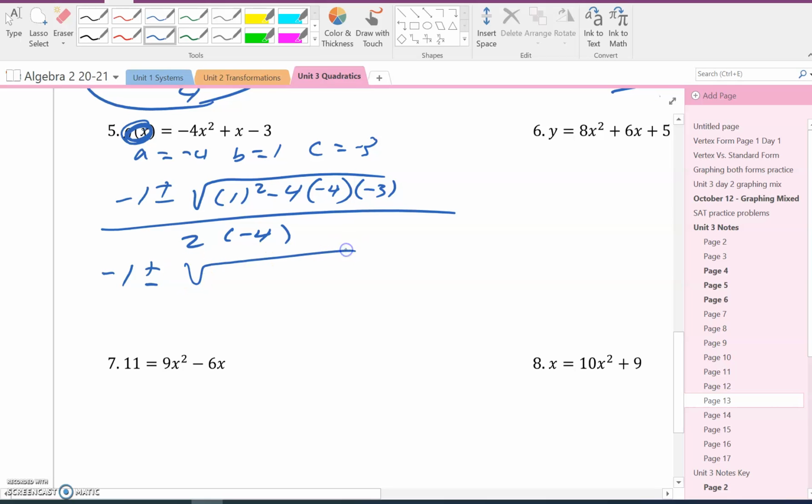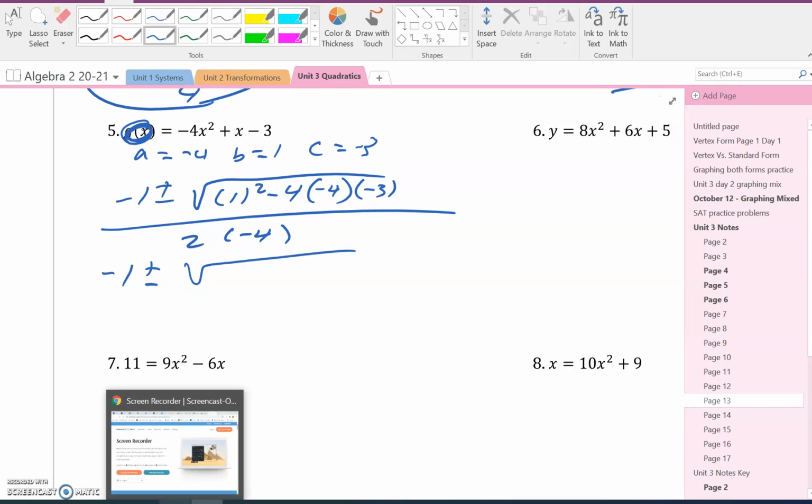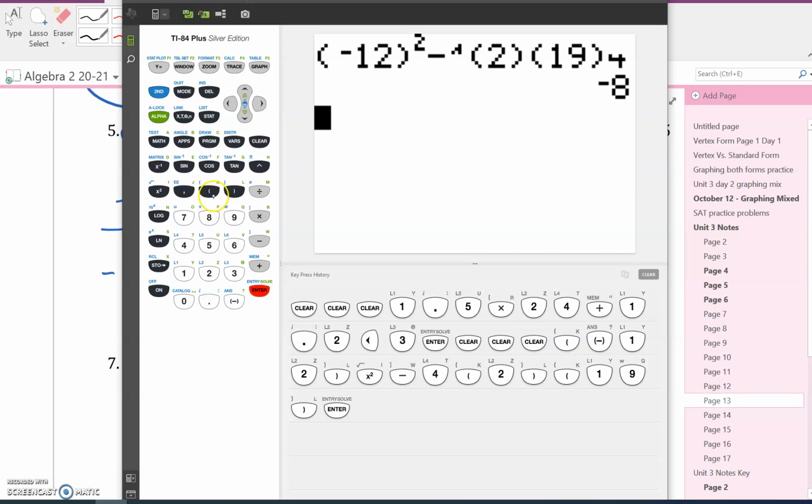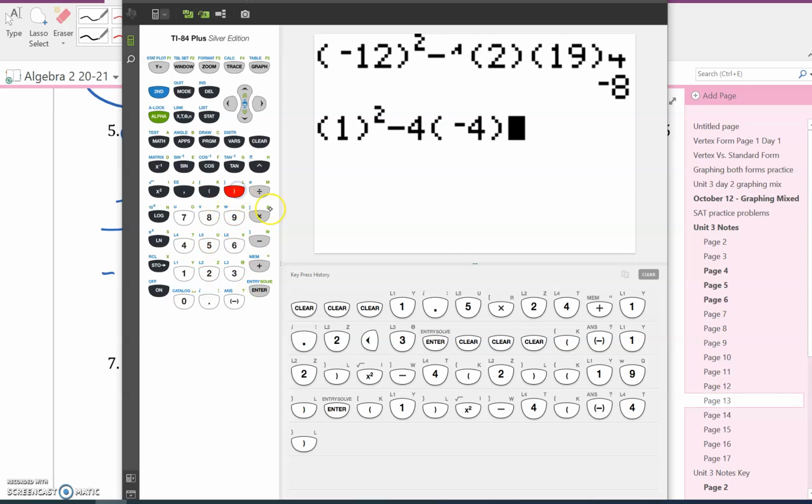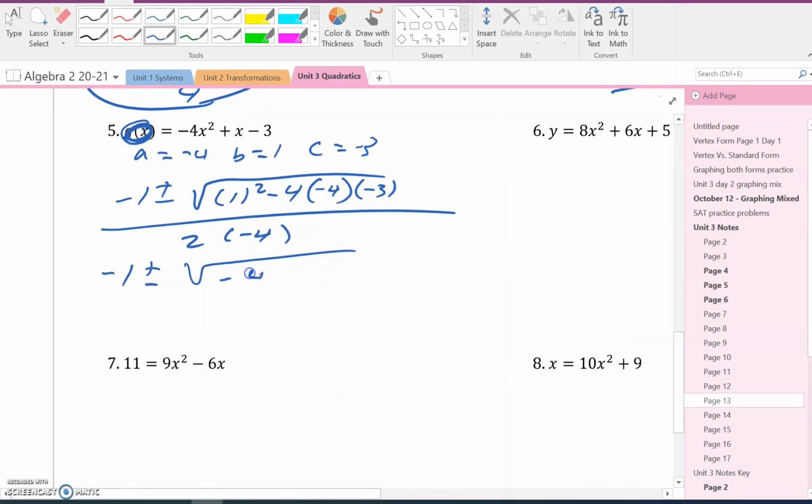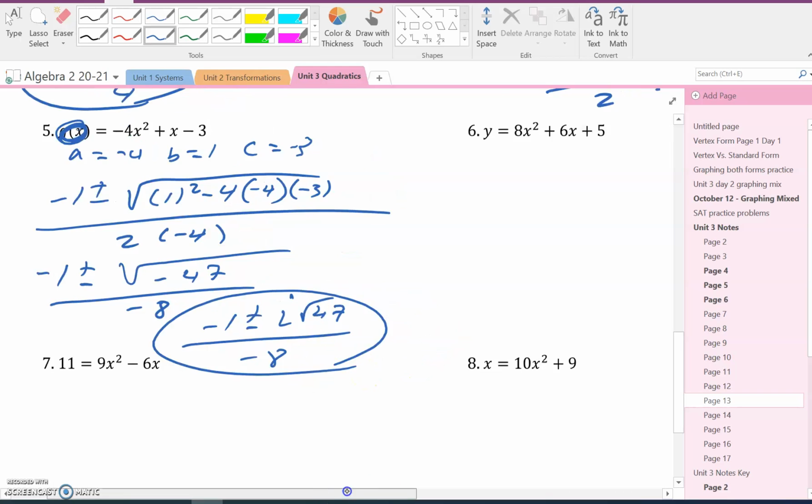All right, what's under here? I'm going to need the calculator again. I'm going to shift. So it's parentheses 1 squared minus 4 times -4 times, what was that last number there? -3 times -3. Ah, -47. We get another one that's imaginary. This is so much fun. So I get -1 plus or minus i square root of 47. I don't think that can be simplified, over -8, and that's my answer there.